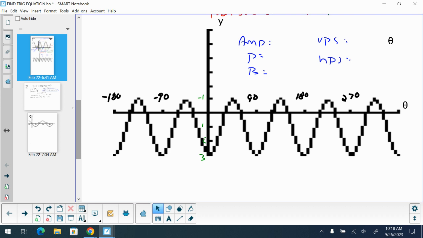Write your equation, and then compare your answer to somebody around you. And if you have a different horizontal phase shift, just discuss it.